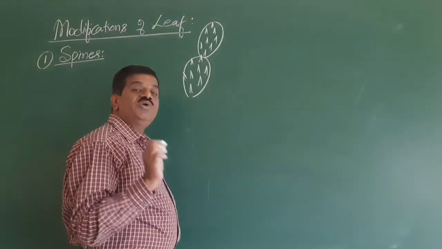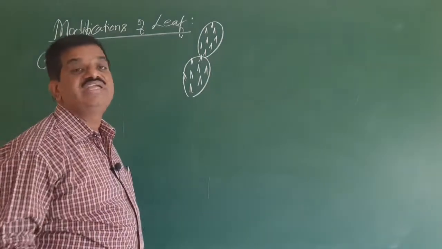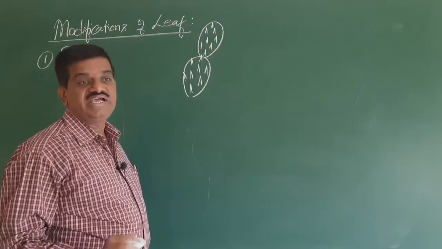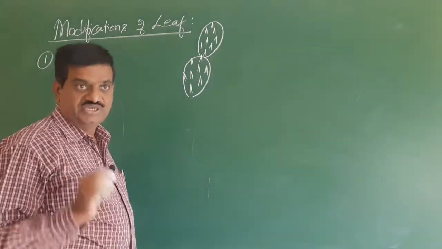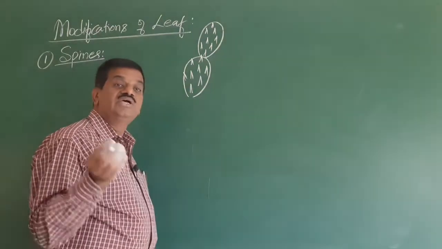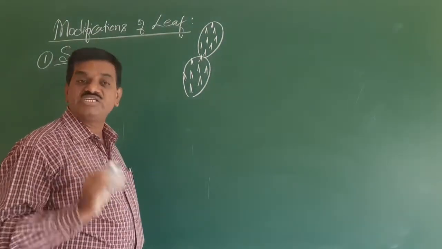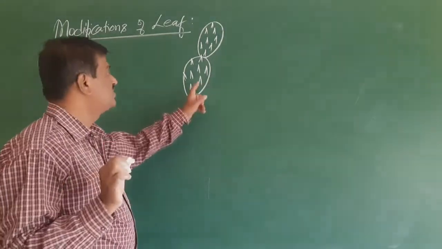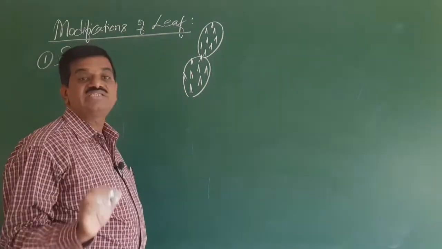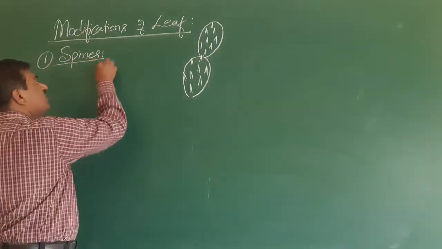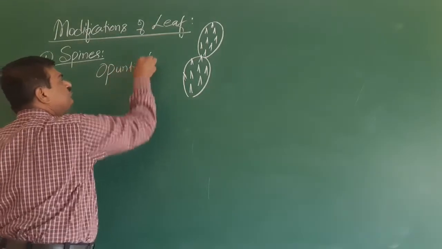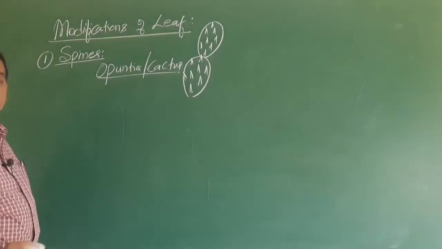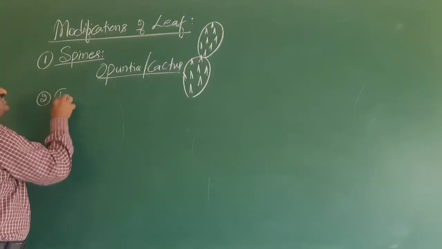And as we know, this plant grows in desert and dry areas where water is very scarce. To avoid transpiration, the leaves are modified into spines, since leaves have stomata, and through the stomata water is lost as transpiration. Hence these spines help in protection. An example for this is Opuntia cactus. So this is the spine modification. Now we go for the second one, called tendril modification.